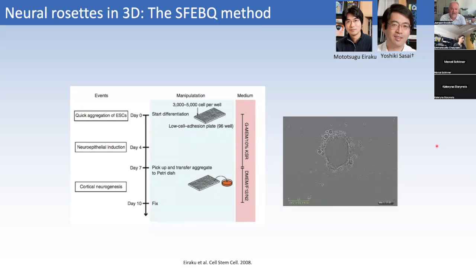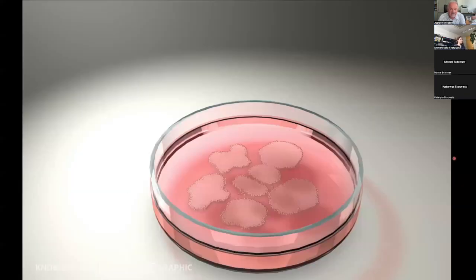So Yoshiki Sasai became quite famous in generating organoids for the retina, but also for the brain, initially in mouse, but then in one experiment also in humans. But then it was work from Madeleine Lancaster in my lab that actually showed that we can use organoids to model human disease. And the method that she developed is shown in this movie.